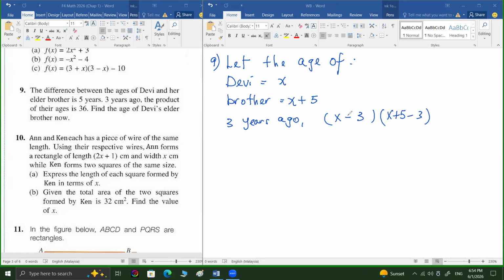Okay, 3 years ago, see, the product. Then I put product already. The product of their ages is 36. See, what do I ask to find? Find the age of Davy's elder brother now. Now means you need to get what is the x. You have to find the x, then you plus 5.